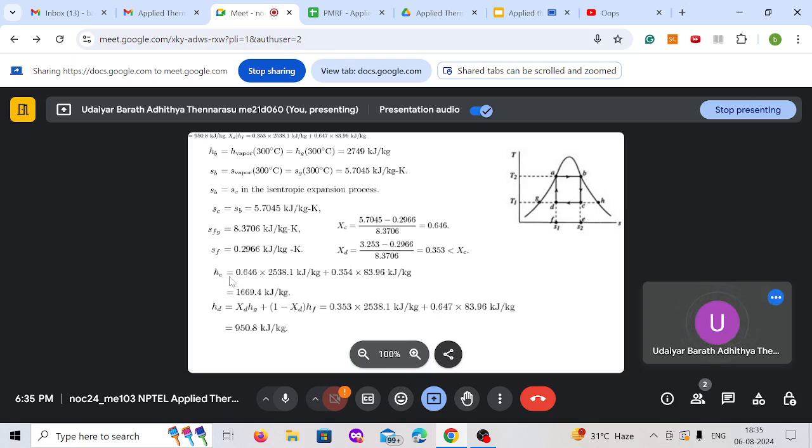So you multiply your vapor fraction into your latent heat plus your saturated liquid enthalpy. That will give me 1669.4 kilojoule per kg at state C. Similarly, at state D, my enthalpy will be 950.8 kilojoule per kg. So we now know the enthalpies at each of the states.